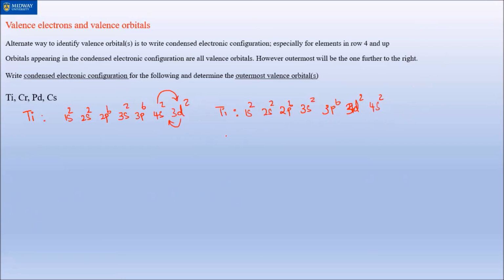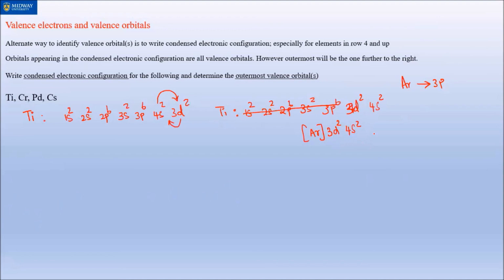Now, to write the condensed electronic configuration, we have to locate the noble gas in the row prior to the row containing titanium, and that would be argon. Argon appears in the 3p band, so we strike out everything up until 3p, replace that with Ar in square brackets, and write whatever is left. So yes, we have 2 valence orbitals, but the outermost one is what's going to get affected first when we add or remove, though the other also has an equal opportunity of getting lost.